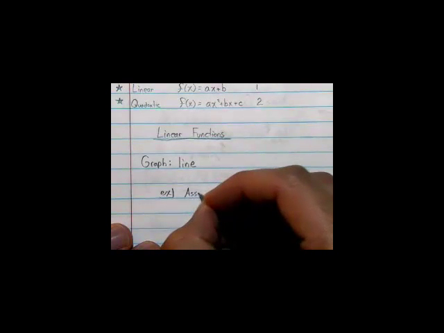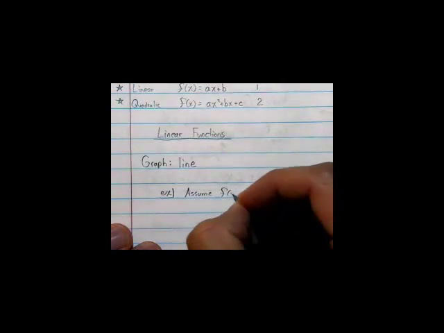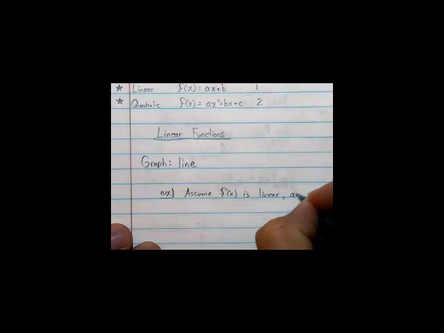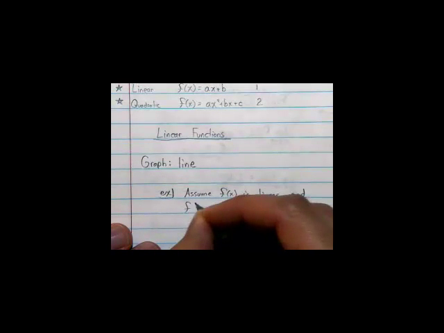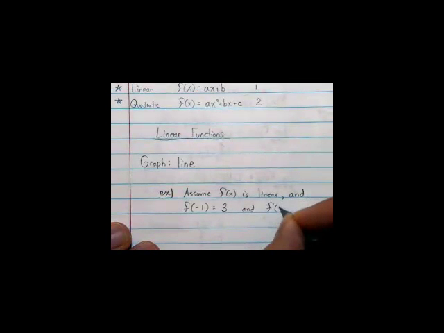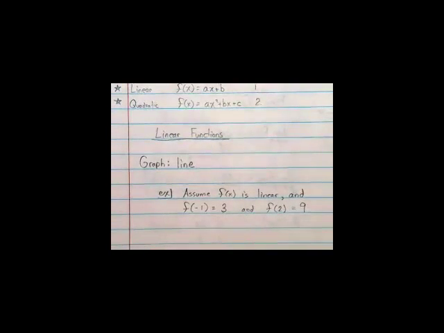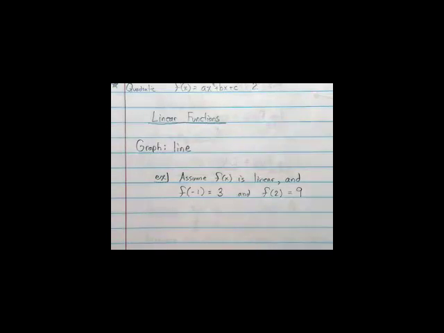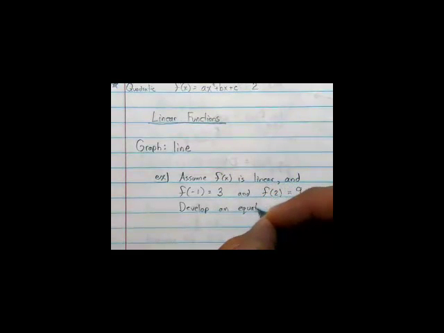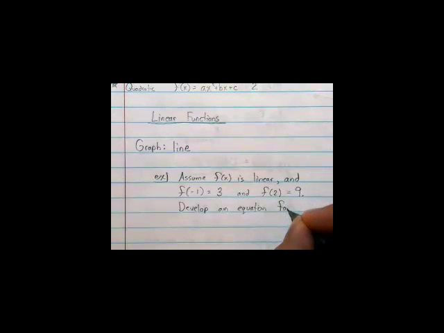Okay, so we're going to say assume f of x is linear and f of negative 1 equals 3 and f of 2 equals 9. And so we're going to develop an equation for f of x.